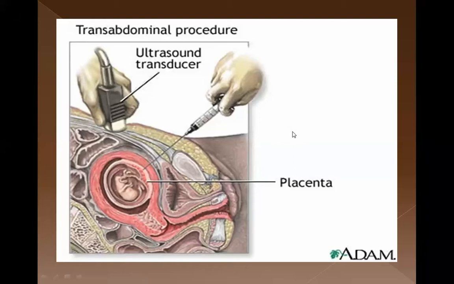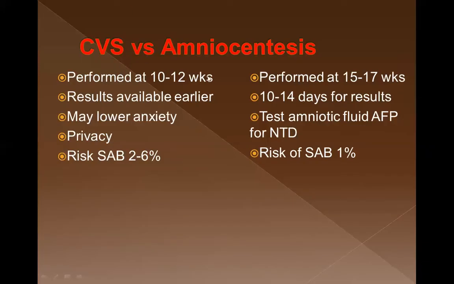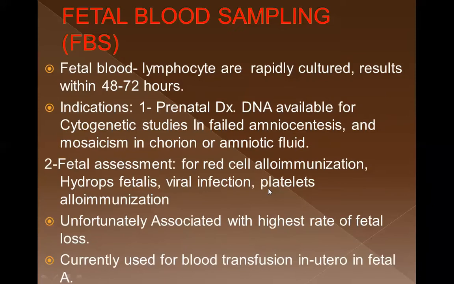هذه the second way. نجي على ال difference between the chorionic villus sampling versus amniocentesis. أول شيء هذا performed at 10 to 12 week بينما amniocentesis at 15 to 17 week. Result available earlier بينما هنا 10 to 14 day for a result. May lower anxiety. هنا test amniotic fluid alpha fetoprotein for neural tube defect. هنا the risk of death أو إنه ال spontaneous loss of the pregnancy هو 2 to 6% بينما هنا 1%.